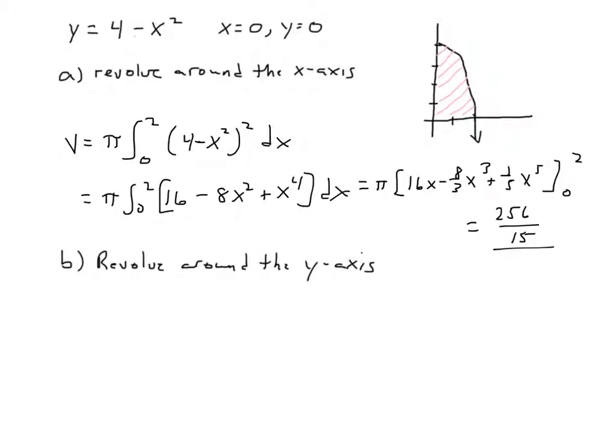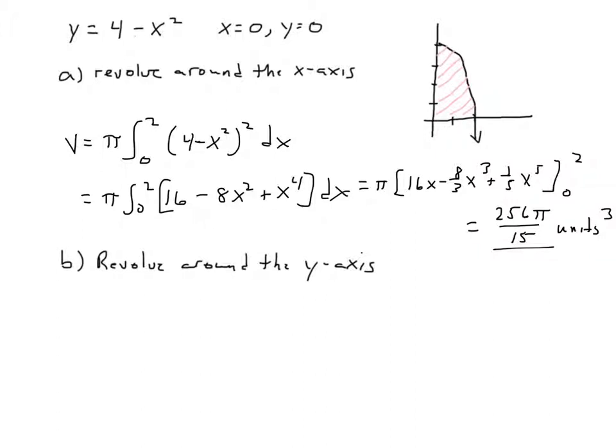Welcome back. When you did this one, you should have come up with pi times 16x minus 8/3 x cubed plus 1/5 x to the fifth. And we're going to take that from 0 to 2. And when I do the fundamental theorem of calculus on that, I will come up with 256 pi over 15, and that would be units cubed because we are talking about a volume.